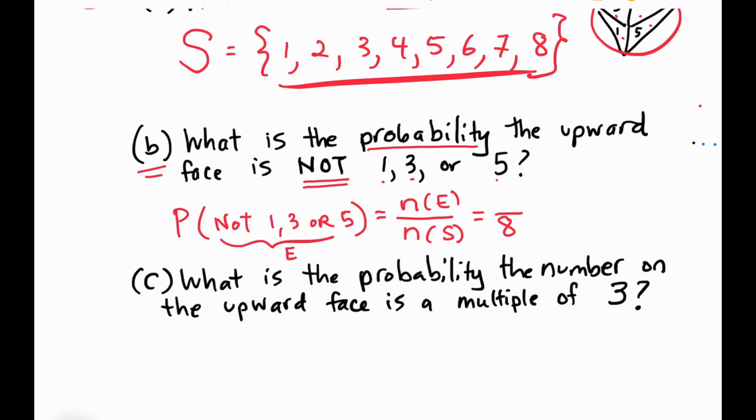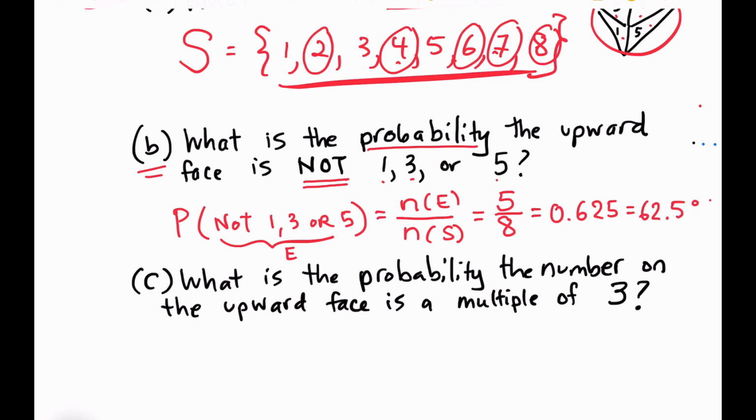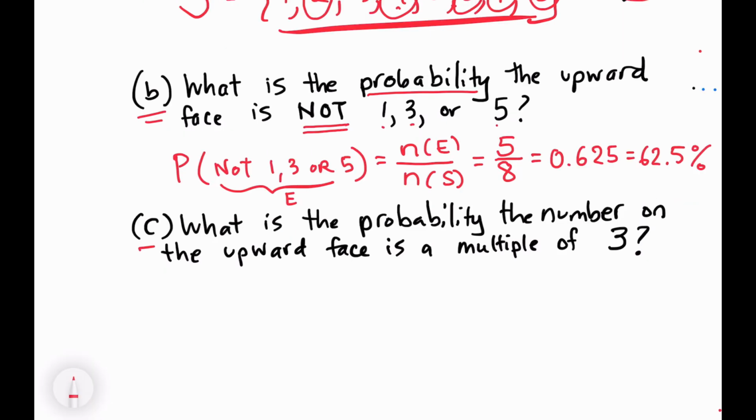We already said there were 8 things in the sample space. And how many things are there in this event? Not 1, 3, or 5. So that would be 2, 4, 6, 7, or 8. So there are 1, 2, 3, 4, 5 things. And that is our final answer, 5/8. And written as a decimal, this is 0.625, which is 62.5%.